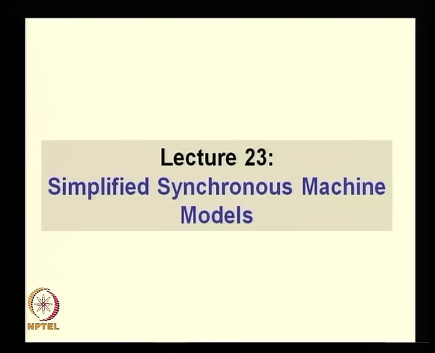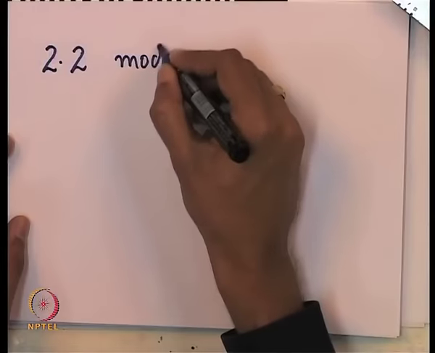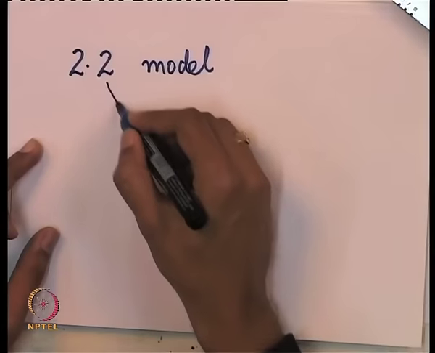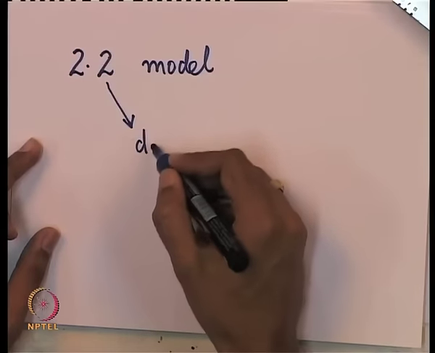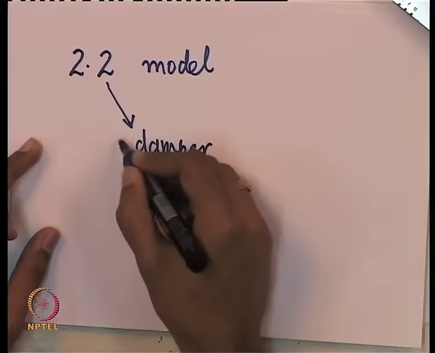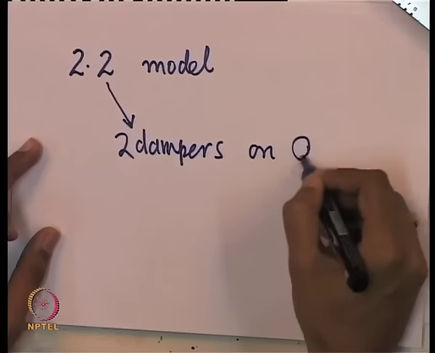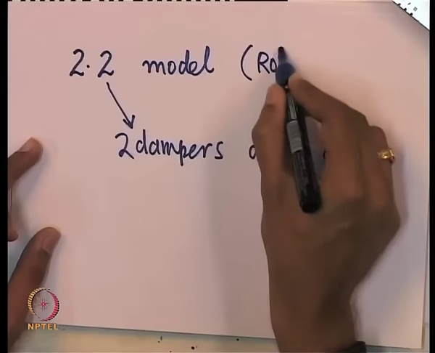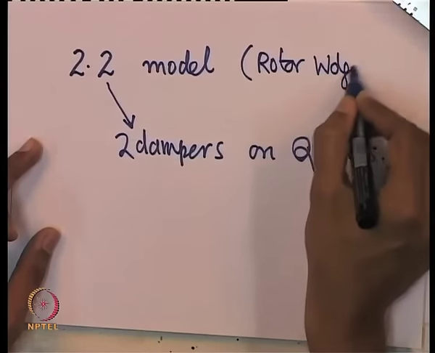Just one small point about the kind of terminology we will be using. We have derived what we shall call the 2.2 model of a synchronous machine. A 2.2 model of a synchronous machine involves 2 damper windings on the Q axis. This of course refers to the rotor windings.